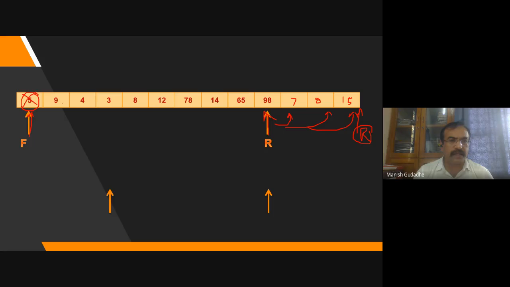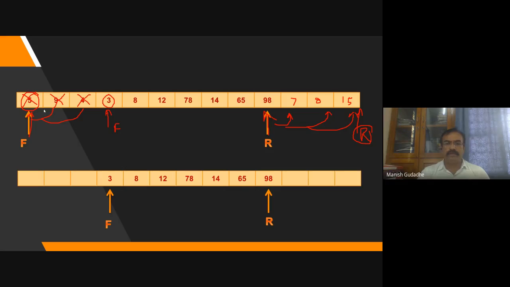Let us say that we will be deleting these three. So what will happen? Front will be pointing to this element, then this element, and now it will be pointing to this element. Now 3 becomes the first element of the array, leaving these three spaces free. So this will be the scenario.